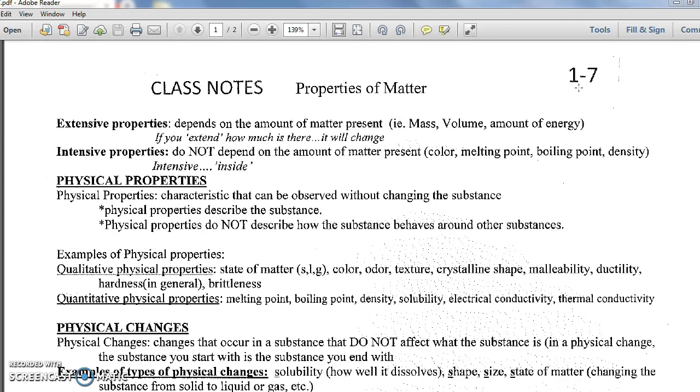Today we're going to be talking about the properties of matter. If you recall, chemistry is a science which studies the properties of matter, the reactions matter undergoes, and the energy changes that accompany those changes that matter undergoes.